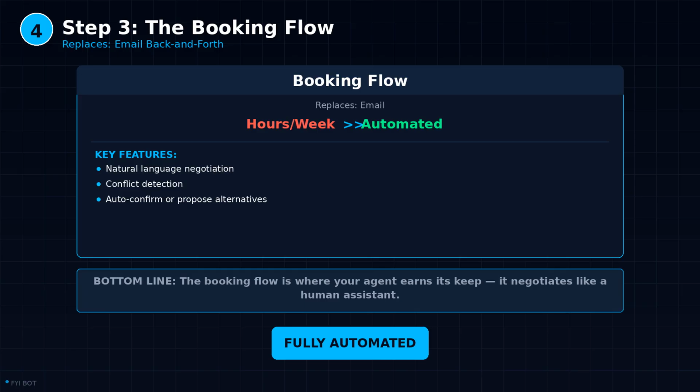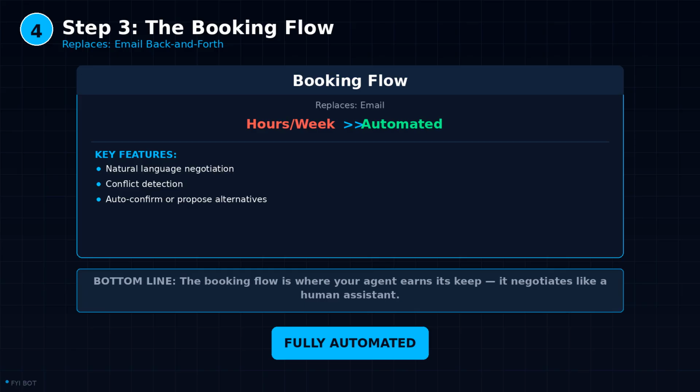Third, and this is the key part, your agent formulates a response in natural language. It does not just send a list of time slots. It writes a proper email that sounds like you. Something like, "Hi Sarah, thanks for reaching out. I would love to connect about the project. I have Thursday at 2 or Friday at 10 available. Both are 30-minute slots. Let me know which works."